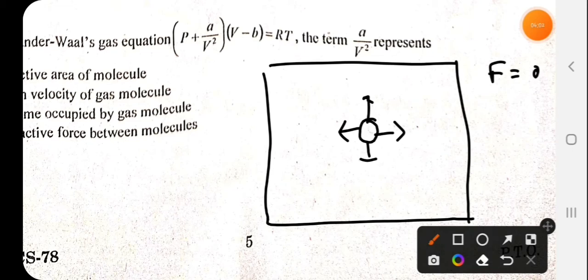Okay, this equals 0. Now suppose the molecule tends to collide towards the wall of the vessel. Due to other molecules it will experience some force of attraction also.